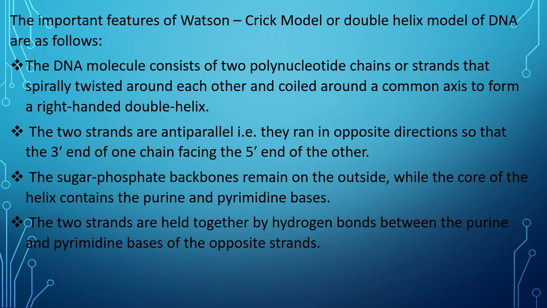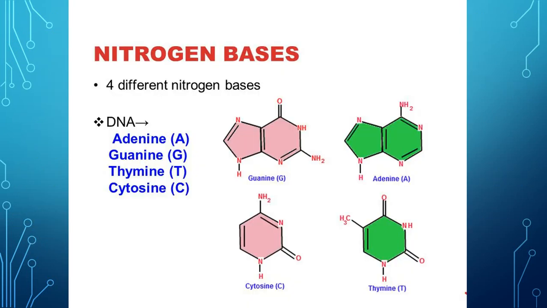According to this model, the DNA molecule is a double helix made up of two polynucleotide strands spirally twisted around each other around a common axis to form a right-handed double helix, and in this case the two strands are anti-parallel to each other. That means they run opposite. One runs from 5' to 3' end and another from 3' to 5' end.